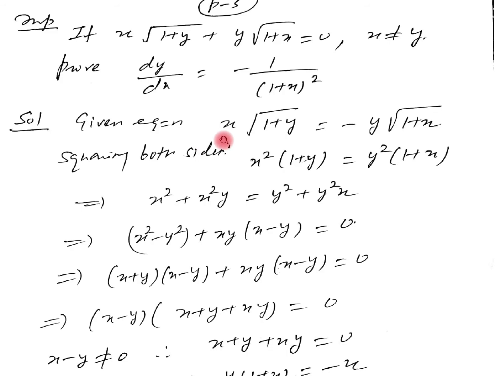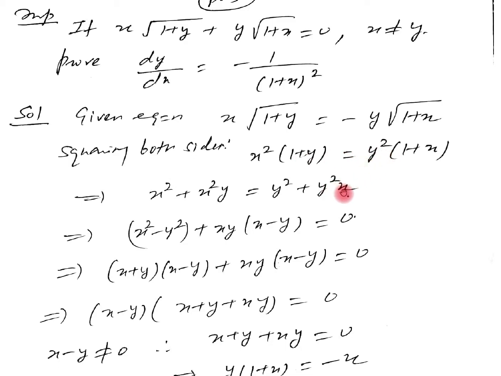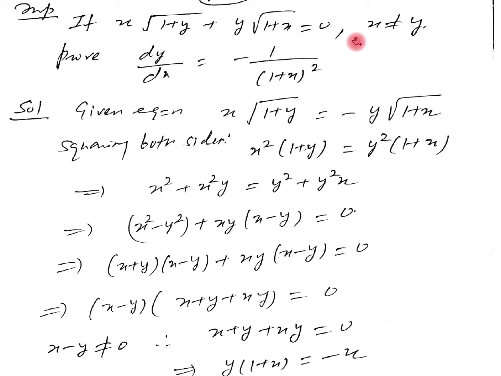Now the given equation can be written by separating like this. Now here is the under root, so squaring both sides and transferring all the terms to the left hand side, x square plus x square y equals y square plus y square x. Taking all these terms to this side, it can be written as x square minus y square plus xy common, we are left with x minus y equal to 0. Now it is given that x is not equal to y. Making the factors, x plus y into x minus y plus xy into x minus y equals 0.